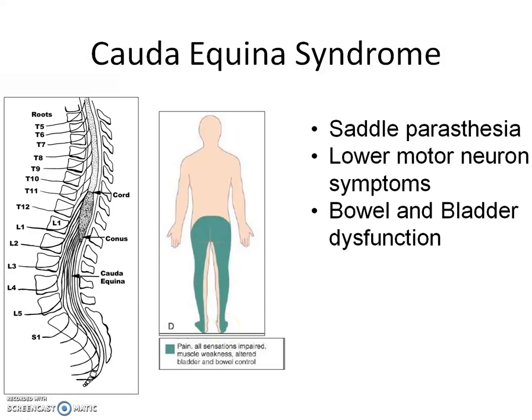And this term that we will often refer to for the sensory distribution is called saddle paresthesia. The idea is that it affects the area that would be in contact with the saddle if you were to sit on a saddle on a horse. Because we are affecting the nerve roots with Cauda Equina syndrome, we are actually going to see lower motor neuron symptoms. And there will often be a change in bowel and bladder control.